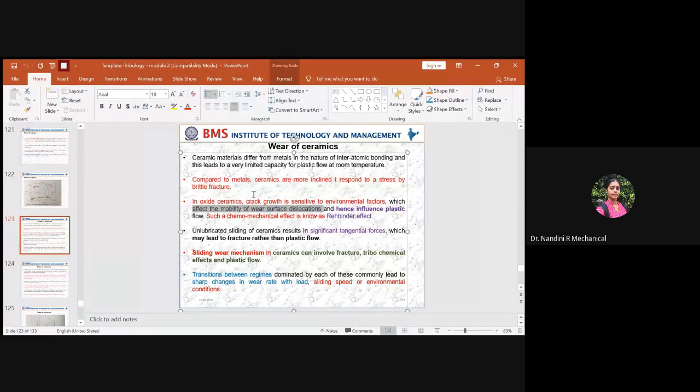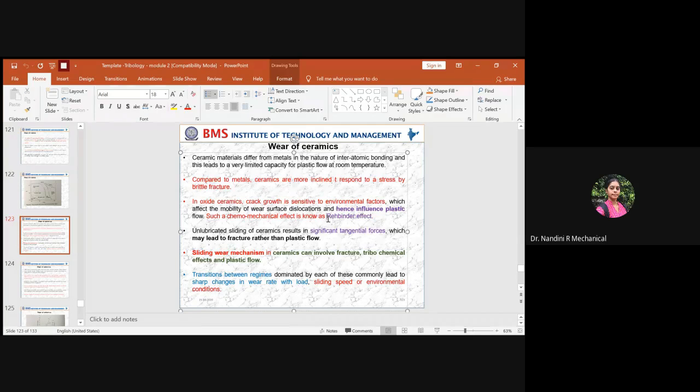Anyhow, the ceramics are subjected to various factors when kept in open atmosphere. Secondly, along with that, when you have crack growth, it is also sensitive to the environmental factors, and it badly affects the mobility of the wear surface across the dislocation. So this dislocation again comes across the contact area, right? And hence this is also influenced by the plastic flow. So such type of effect which is associated with chemomechanical effect is known as Rehbinder effect.